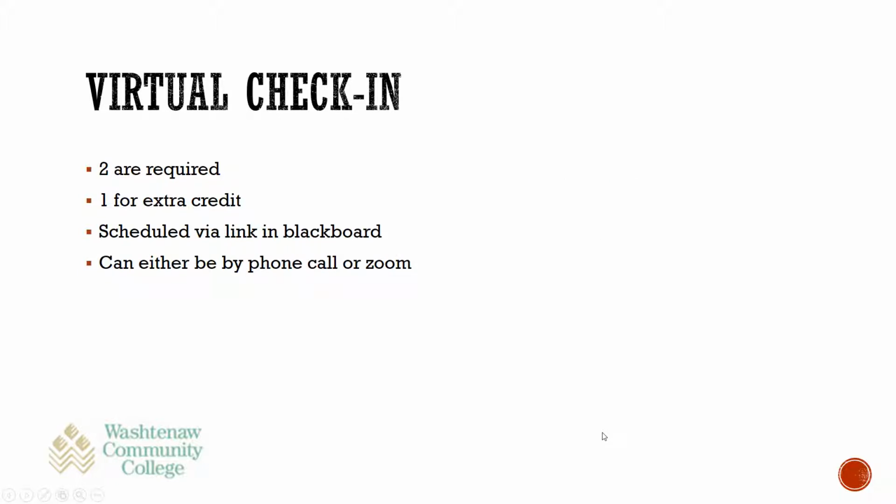Virtual check-ins: as a way to help us better engage and to make sure that you are progressing through this course, your first 2 virtual check-ins are required, and then we get 1 for extra credit during Unit 3. So there's a link in Blackboard which we'll see, and we can do this either by phone or Zoom if you have the video conferencing app, and you prefer to do that just to add a personal touch to it. You can choose whichever one.